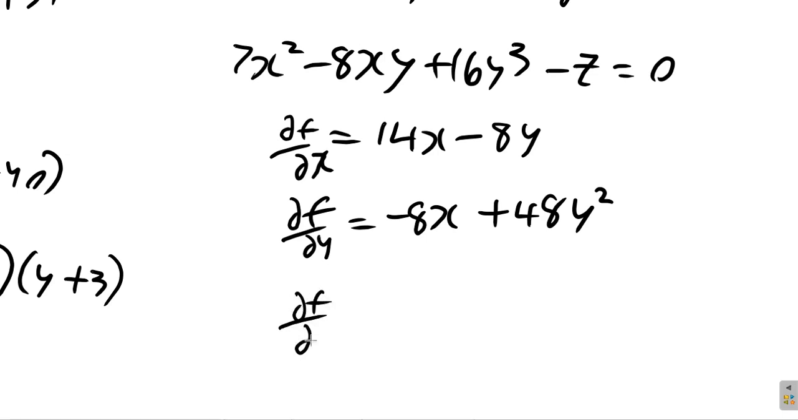What about delta f by delta z? Well, this would be negative 1. Remember, this would be negative z to the 1. When you multiply, bring down the 1 in front using the power rule. And then you say the whole power minus 1, you get 0. So it's 1 multiplied by negative z to the 0, but negative z to the 0 is negative 1. But 1 times negative 1 is negative 1. So you will have delta f by delta z as negative 1. So you see that?